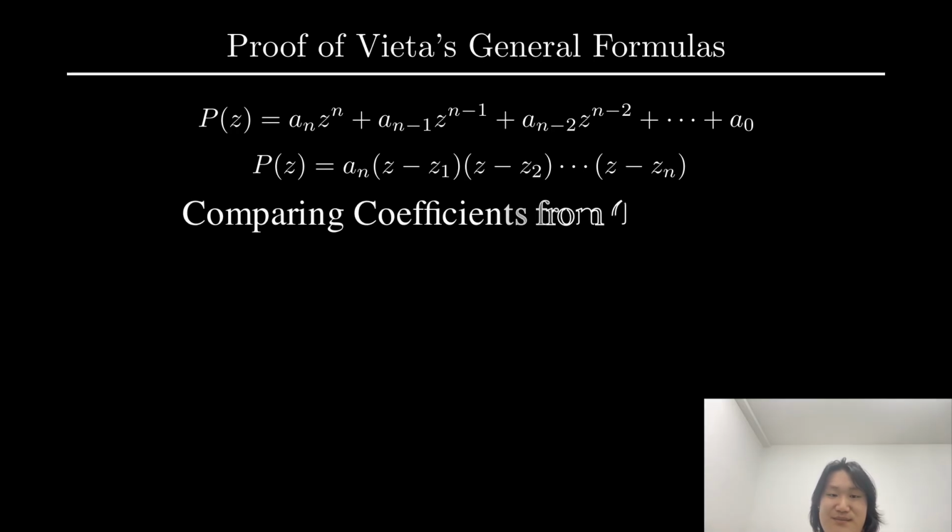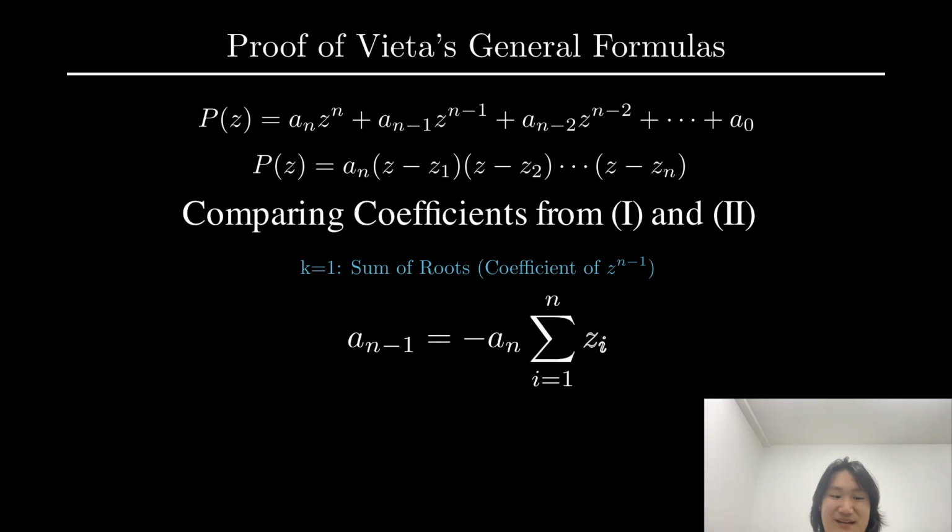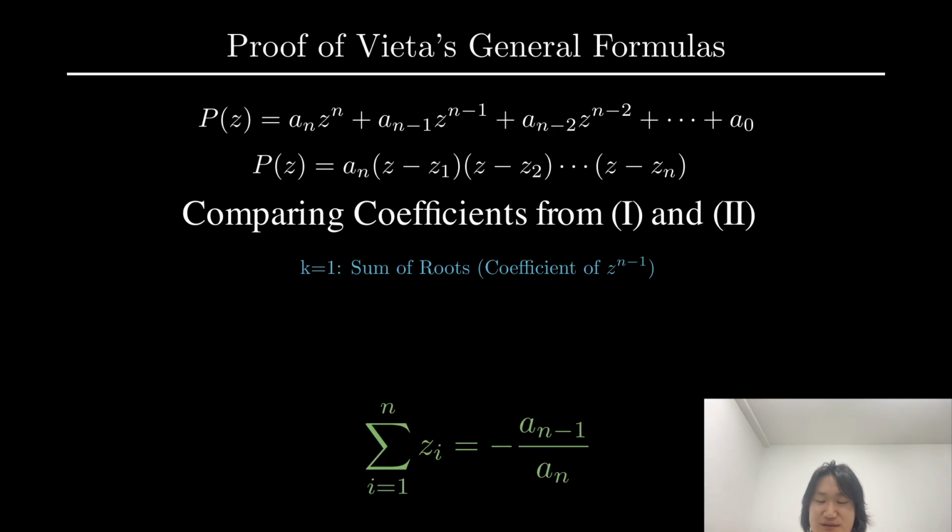To find the relationship between the coefficients, we first look at z to the power n minus 1. To get z to the power of n minus 1, we multiply an with n minus 1 z's and one of the constants, minus z1 to minus zn. So we get an minus 1 equals minus an times the sum of all the roots. So the sum of all the roots equals minus an minus 1 over an.